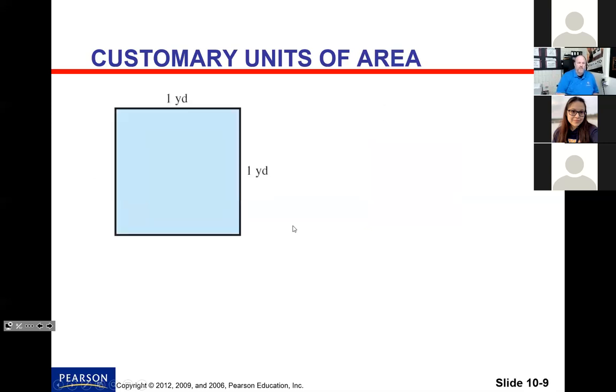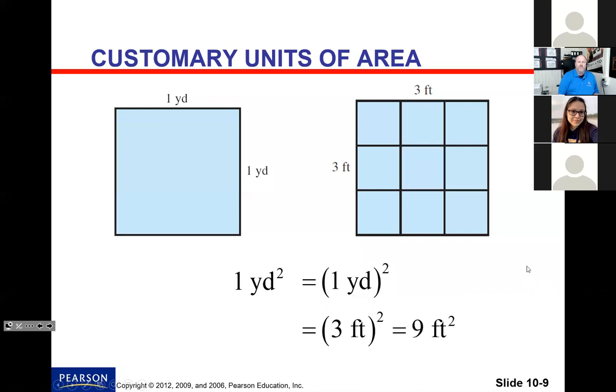You could do this with yards, right? 1 yard by 1 yard. You could break that down into feet, right? 1 yard is 3 feet. So 3 feet by 3 feet. So 1 square yard is exactly the same as 9 square feet.